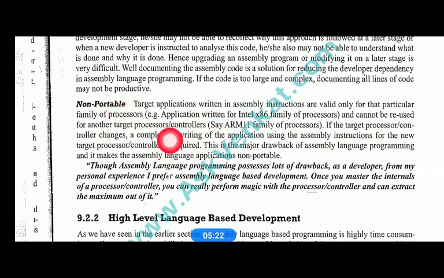So next we have non-portable. It is not portable because the target application written in the assembly level language is valid only for a particular family of processor or controller and cannot be reused for another target processor or controller. That is what I told. If the target processor or controller changes, complete rewriting of the application using assembly instructions for the new target processor is required. That is what the thing is, right?